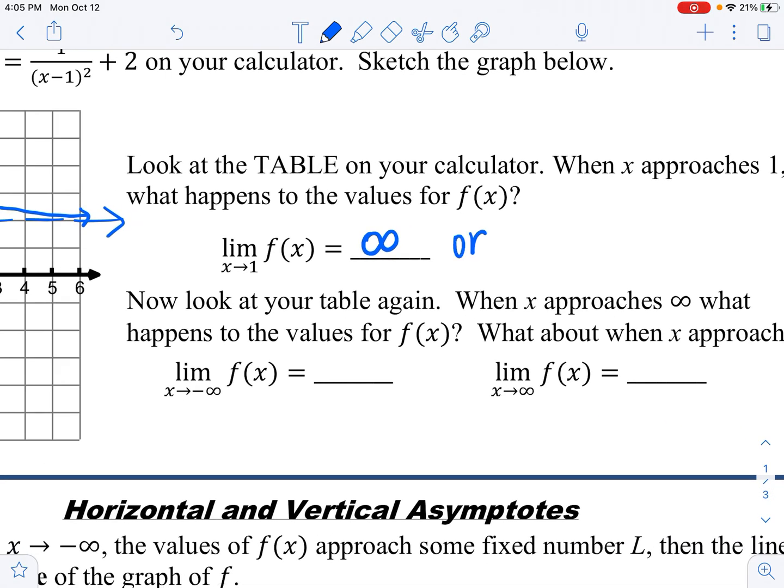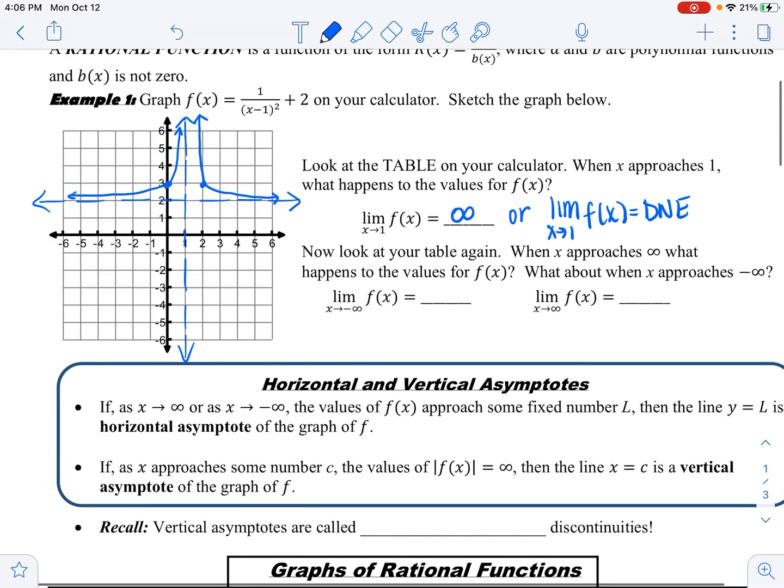Or remember, we technically could say that the limit as x approaches 1 of the function does not exist because infinity is not a number, right? So there's no value that it's approaching. Okay, so now it says, now look at your table again. We don't have to. We can look at the graph that we just made. We did a really good job of that.